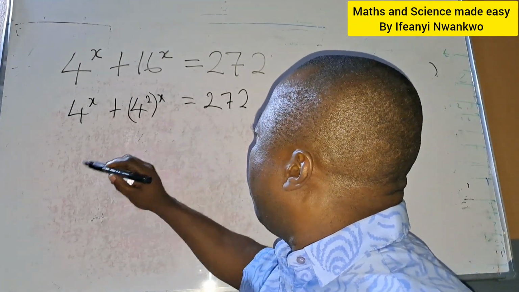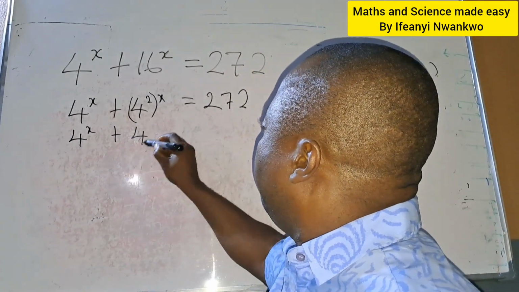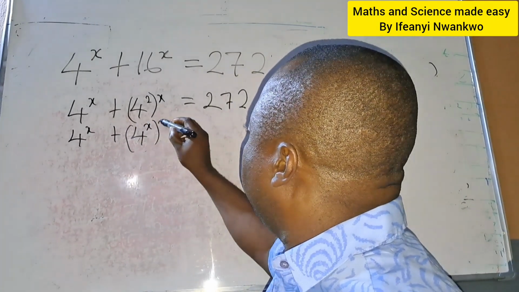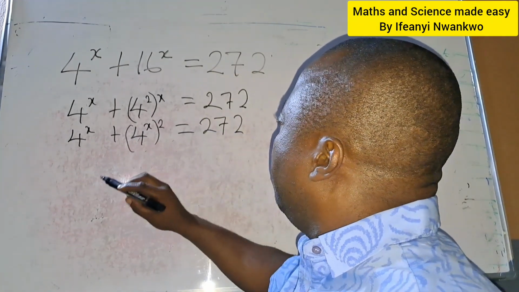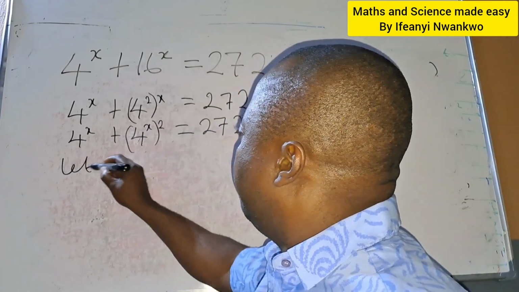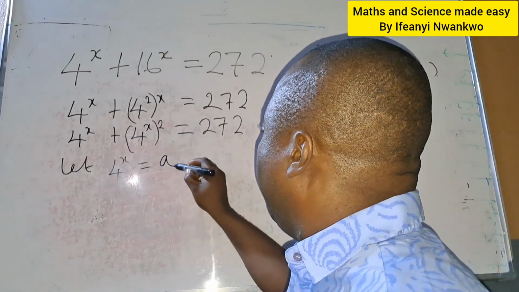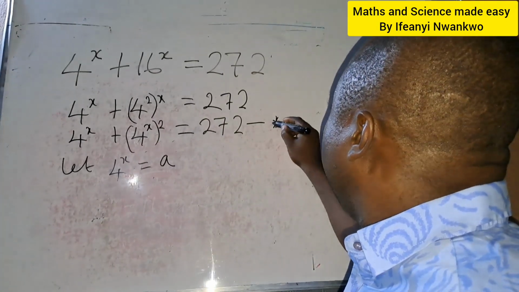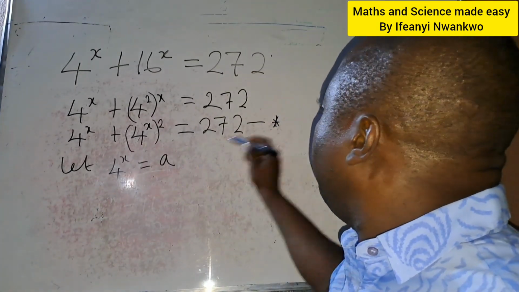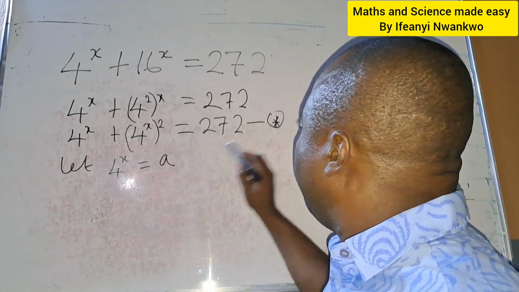Now I can write this as (4^x)^2 equals 272. So let 4 raised to the power x equal a. Let's call this equation star. So wherever we see 4 raised to the power x in equation star, we just put a.